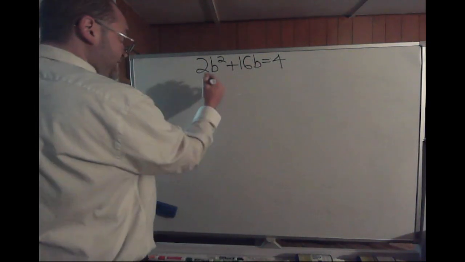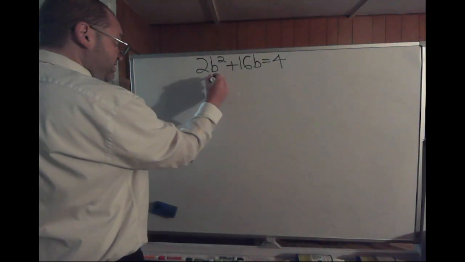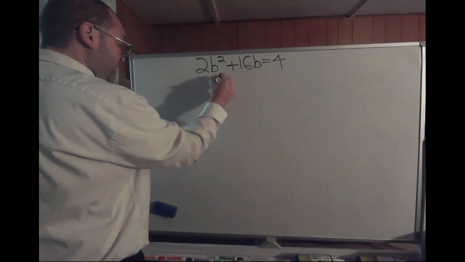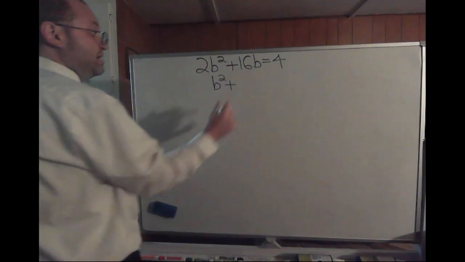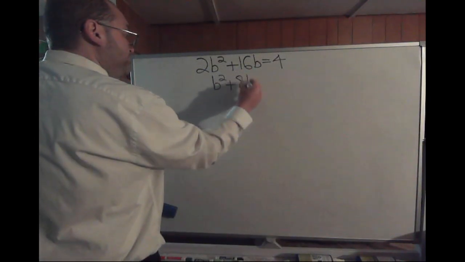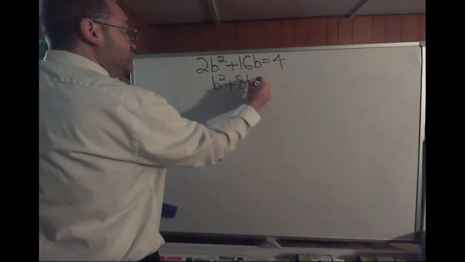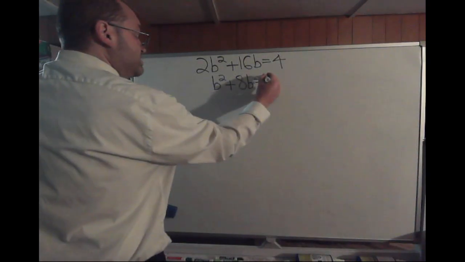So if we do that, you'll get 2b squared divided by 2 is b squared. Plus, you'll have, alright, 16b divided by 2 is 8b. That'd be equal to 4 divided by 2, which is 2.